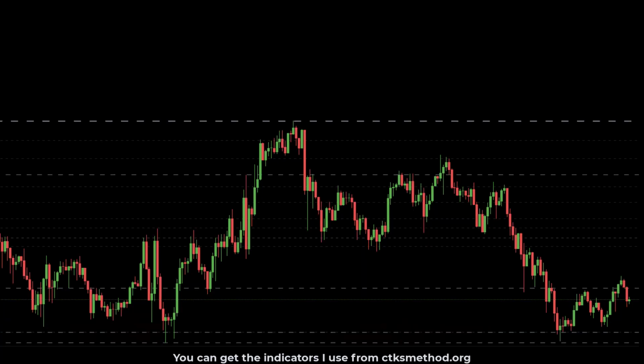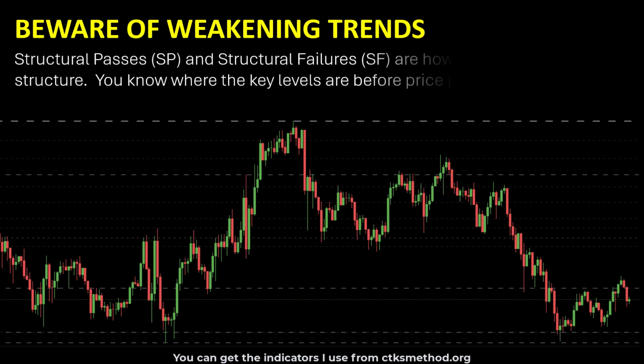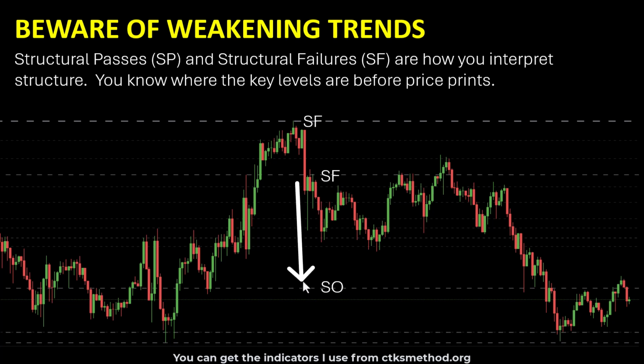We're going to look at CTKS structure, and especially we want to beware of weakening trends. Now, how do we do that? We keep an eye on structural passes and structural failures. For example, up here we see a structural failure, which is accompanied by another structural failure. And because we can see that resistance is fairly strong and also support is quite negative in terms of a negative CTKS gap, we may get a structural overshoot down to lower levels of structural support.